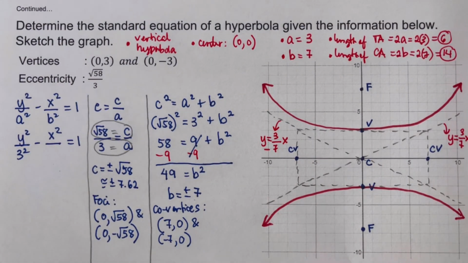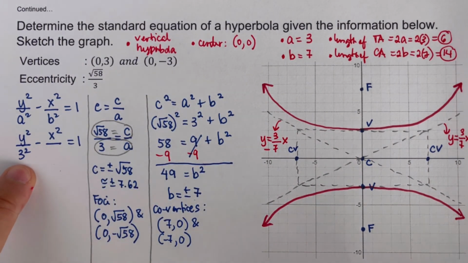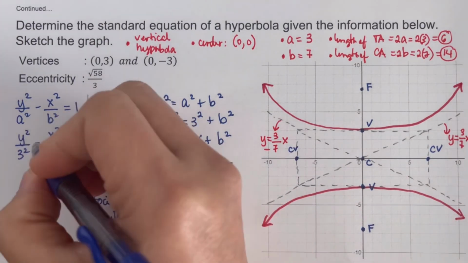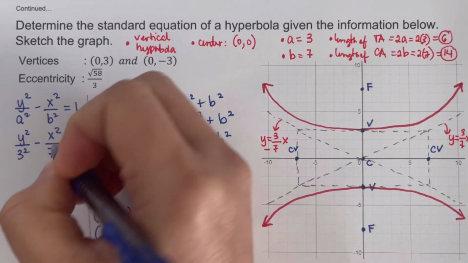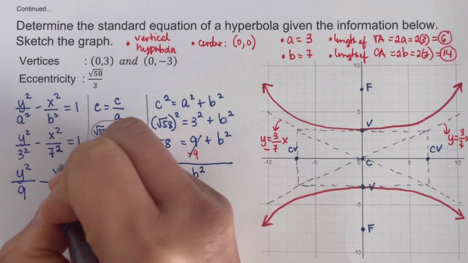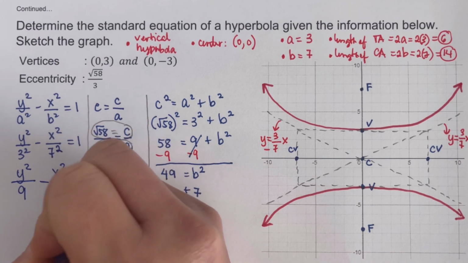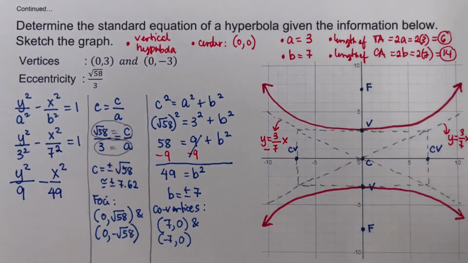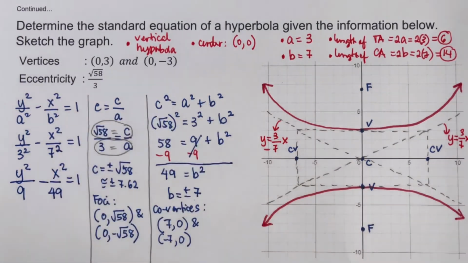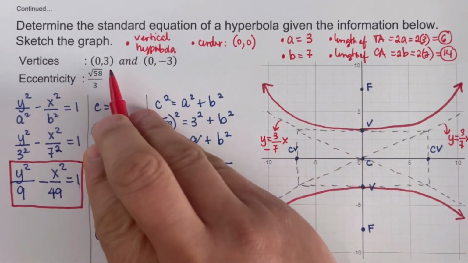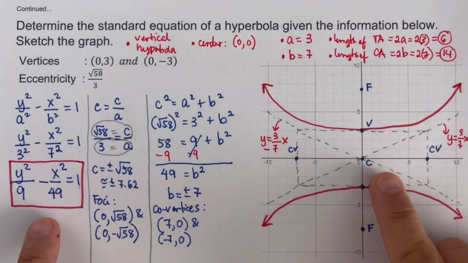Okay, since in this problem we're supposed to determine the standard equation of the hyperbola, we already have the a value, we have the b value as well. So we go ahead and plug that in here. So our b is 7 and we're going to square it. So our equation is y squared over 9 minus x squared over 49, by the way, equal to 1. And so again, this is the equation for this problem that we have up there, and this is the graph of this equation.